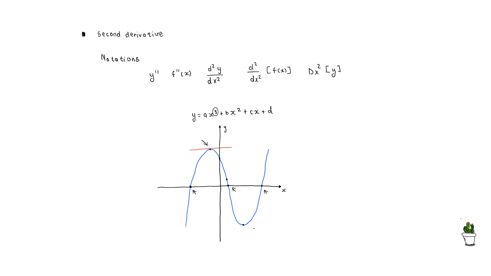So these points where we have horizontal tangent lines, we call these points stationary points. And these occur when dy by dx, which is your first derivative, is equal to 0. But the second derivative is going to help us to locate another special point, namely this point right here. And this point we call the point of inflection.